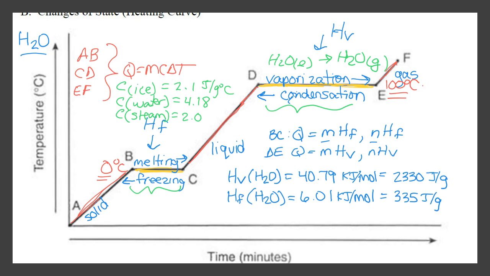All right, let's do one example of a heating curve calculation, and then that will be the last section of the notes that you guys will need before we come to class, and we'll do a bunch of heat calculation practice.